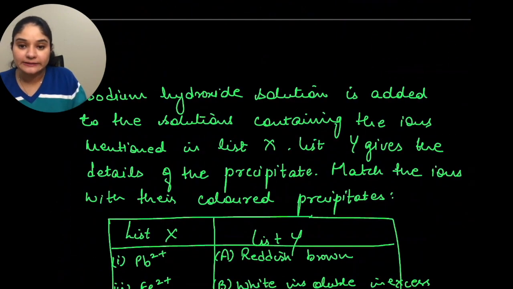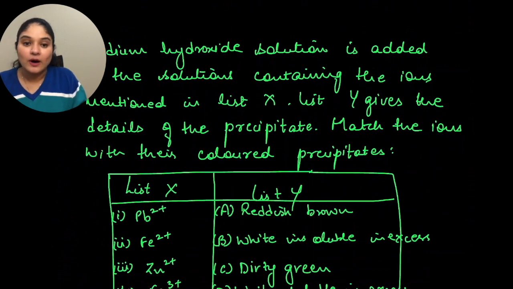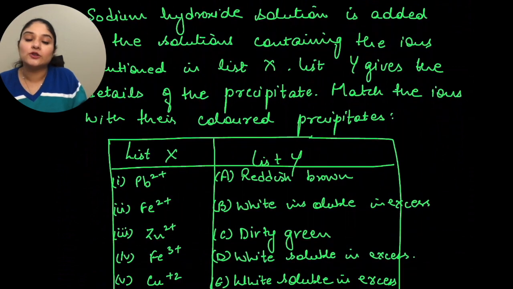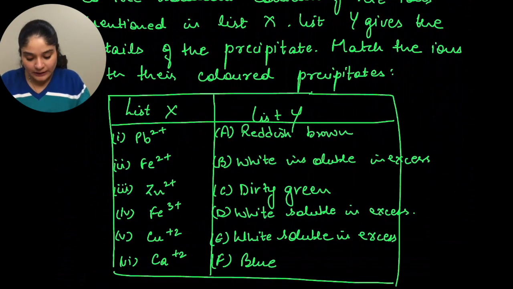Sodium hydroxide is added to the solution containing the ions mentioned in the list X. List Y gives the details of the precipitates. Match the ions with the colored precipitates. Okay, so let's start with the first one. So your lead. You have lead, zinc, iron, zinc, copper, calcium. And on this side you have reddish brown, white, insoluble in excess. Okay, and your reference is sodium hydroxide for the chart.